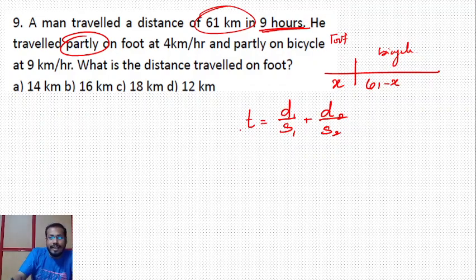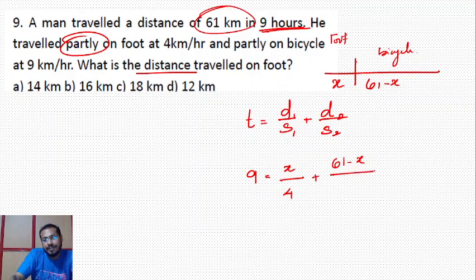So here they are asking for distance, but don't take the distance formula, or you will get the answer very calculatively. So don't take the distance formula, this is the concept. So t is equal to what? 9 hours. Distance I don't know, so I take x, but the speed I know: in walking my speed is 4, and the remaining distance is 61 minus x divided by the speed, which here is 9.